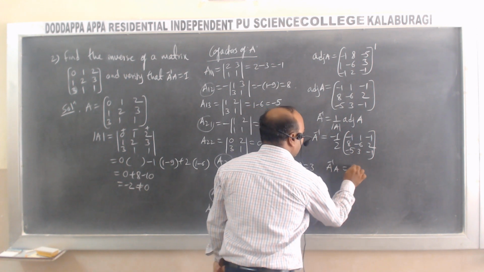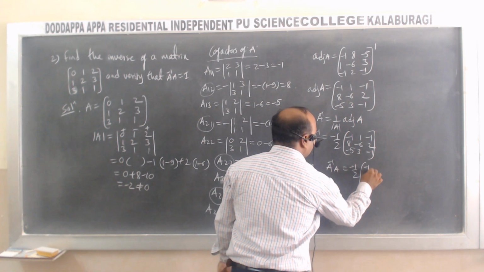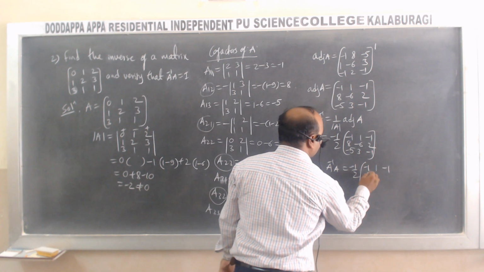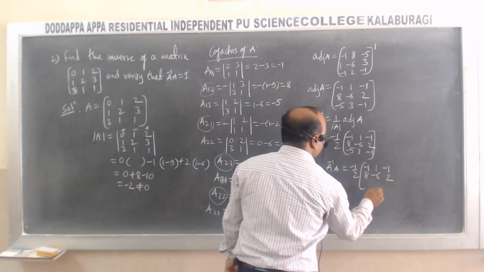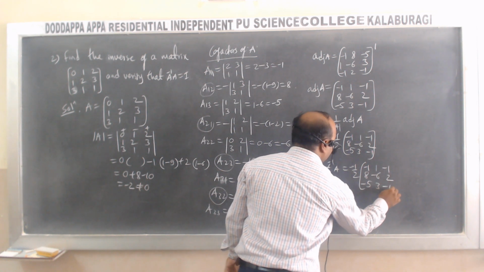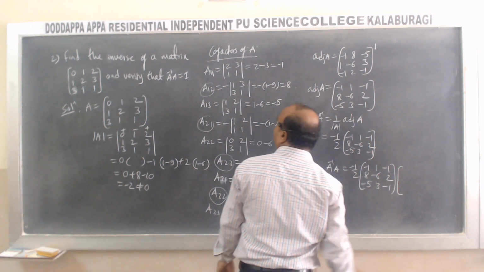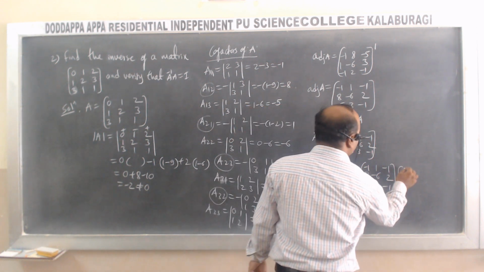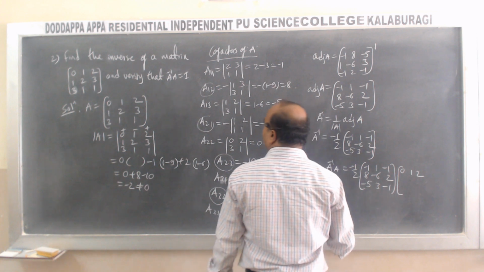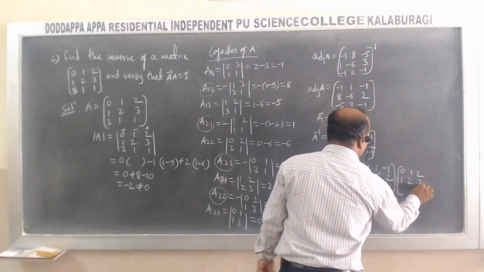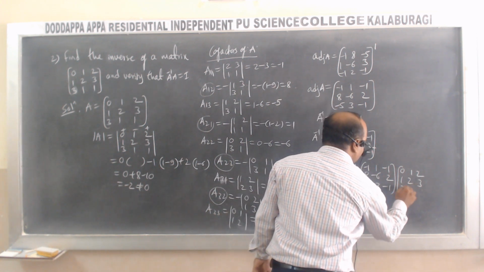It is given by minus 1 by 2, minus 1, 1, minus 1, 8, minus 6, 2, minus 5, 3, minus 1, into A, which is 0, 1, 2, second row 1 2 3, third row 3 1 1.